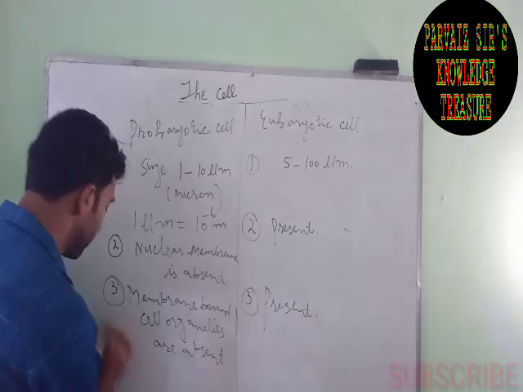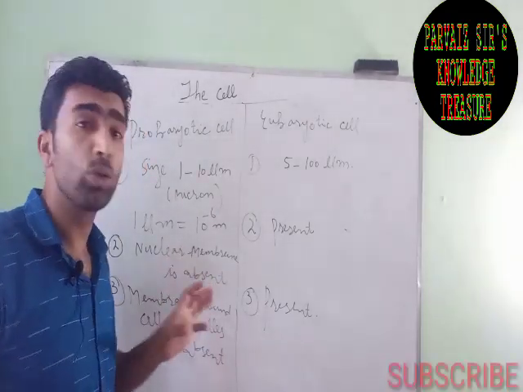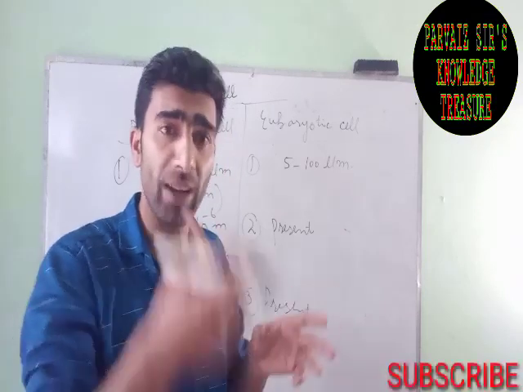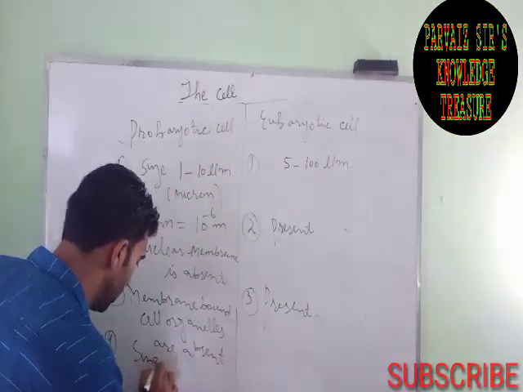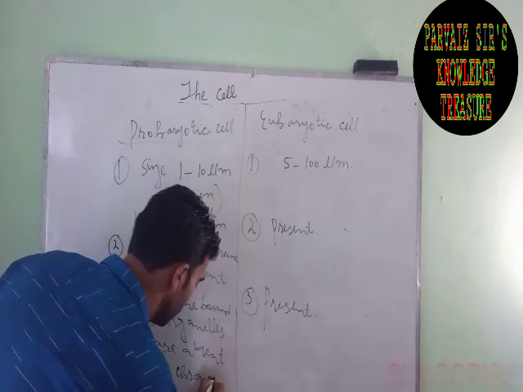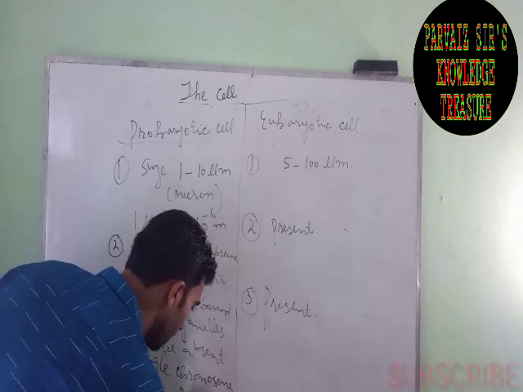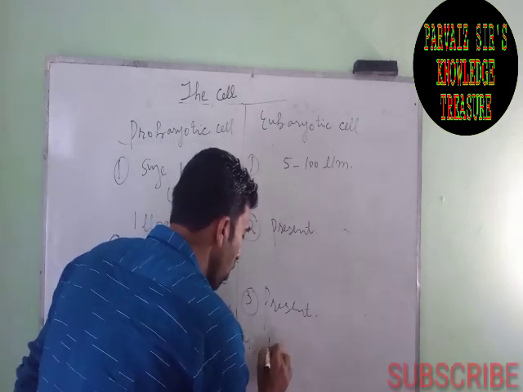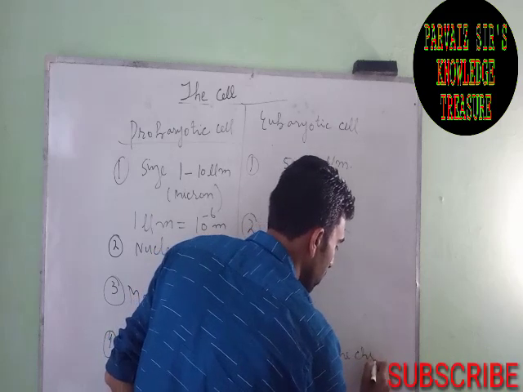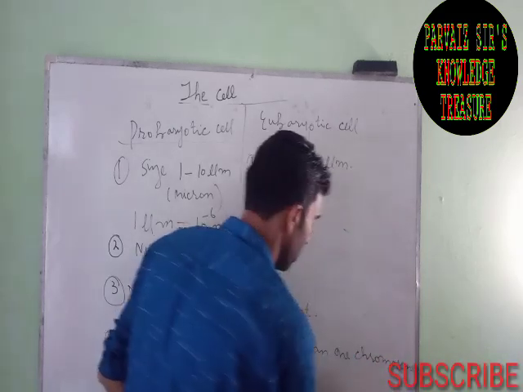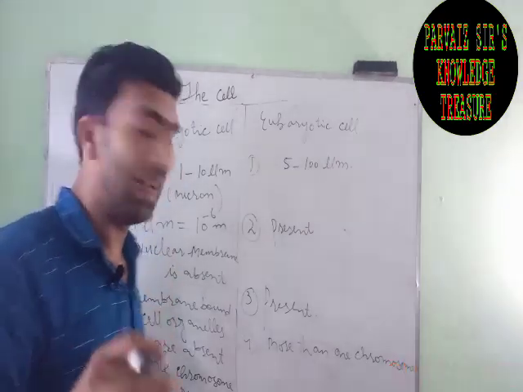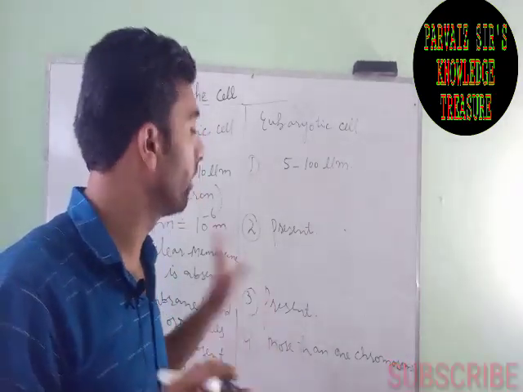Fourth point of difference is the chromosome. In prokaryotic cells the chromosome is singular, that is, DNA is circular and it represents itself as a single chromosome. Single chromosome present. In case of eukaryotic cell, more than one chromosome is present.